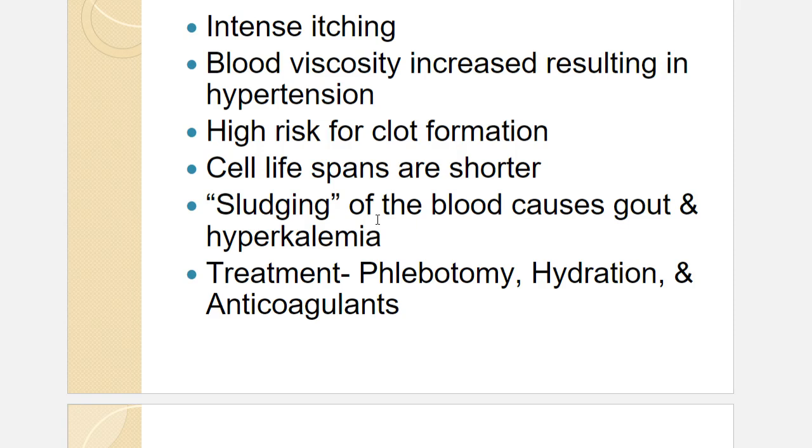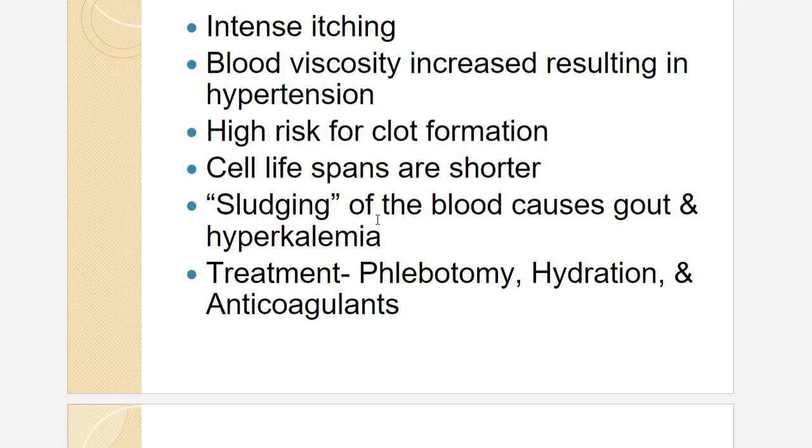Now they also can have headaches, dizziness, which increases the risk for bleeding, tinnitus, which is, obviously, increased blood viscosity. And then they're going to have very, very high hemoglobins and hematocrits. Some of these hemoglobins are well over 20, and the hematocrits are well over 60%. And as I said before, we're very concerned about hyperkalemia for the fact that the patient may start having cardiac arrhythmias.